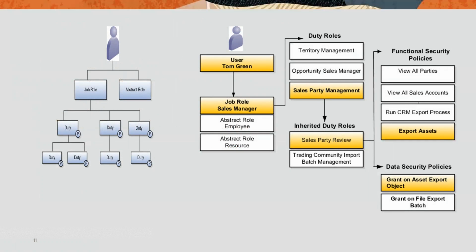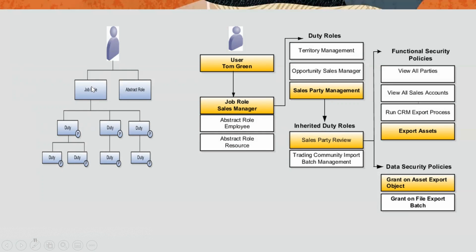So if you see this diagram, there is a user. To that user, we are assigned a job role and an abstract role. Something like job role is nothing but sales representative, and abstract role is nothing but your resource or employee. Okay. Under job role, we have different duty roles.